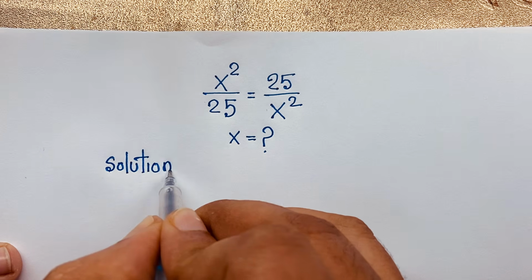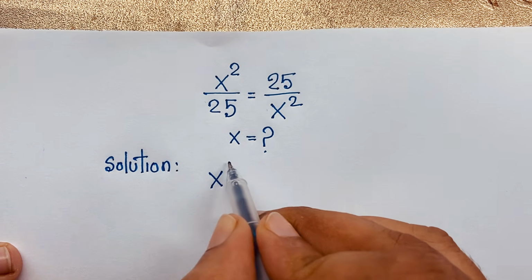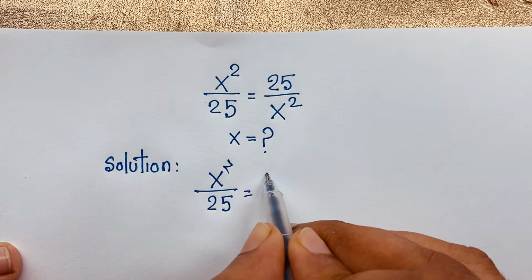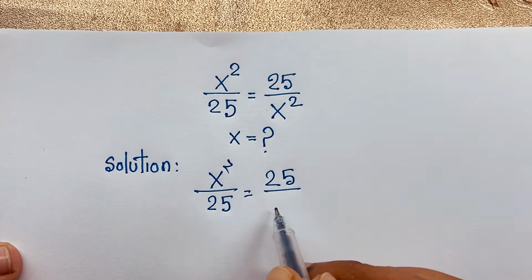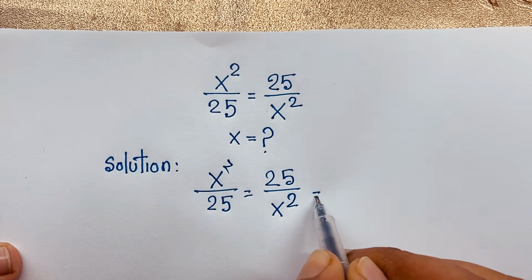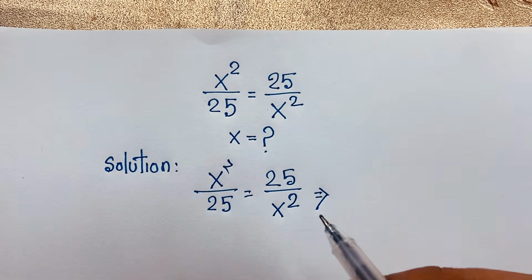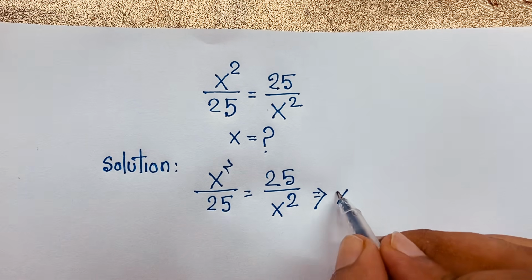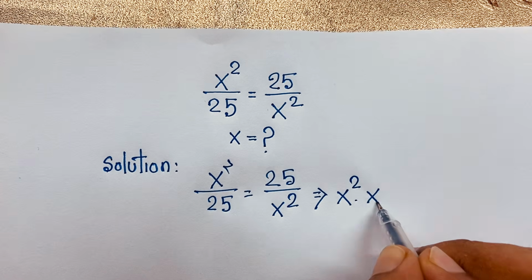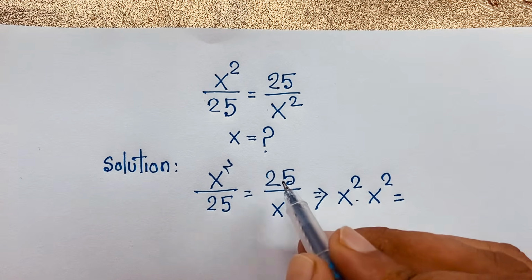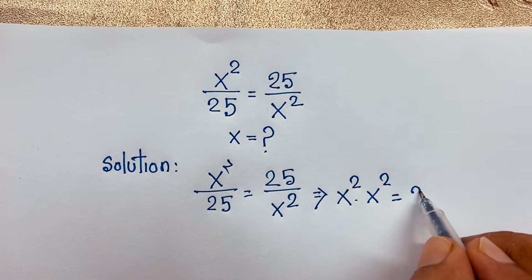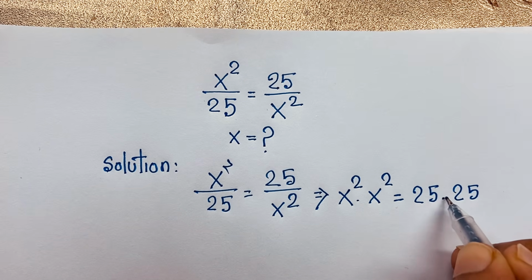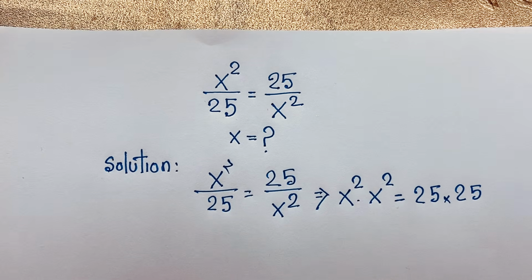I take our question, which is x to the power 2 over 25 is equal to 25 over x to the power 2. Then at this moment, x squared times x squared will be x to the power 2 times x to the power 2, is equal to 25 times 25. I use cross multiplication here.